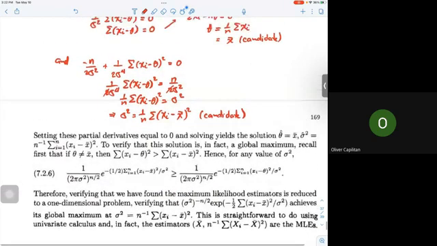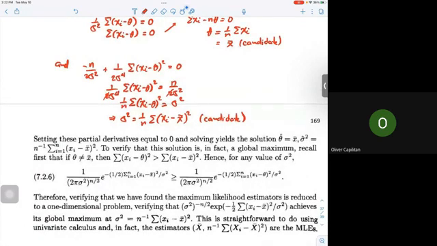Okay, setting the partial derivatives equal to 0, solving it yields the solution. The theta hat is equal to the sample mean, x bar, and sigma square hat is equal to this expression. So to verify that this solution is in fact, importante kasi, a global maximum. Recall that if theta is equal to the sample mean, we know this already, no? Because itong part na to, this finite summation of the squared deviation of every observation minus theta would be minimized. It's minimum when theta is equal to the sample mean x bar.